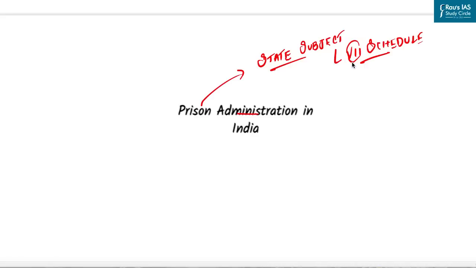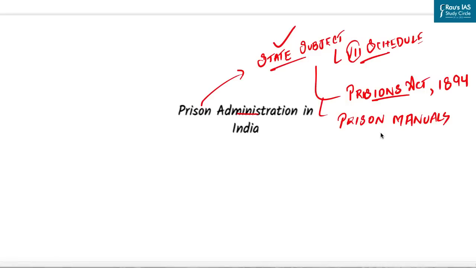So what does it mean? That the management and administration of prisons falls exclusively in the domain of state governments and is governed by the Prisons Act 1894 and prison manuals of the respective state governments. Also, you should remember that it is an important component of the criminal justice system in India.